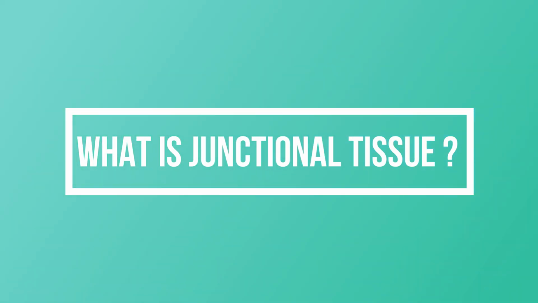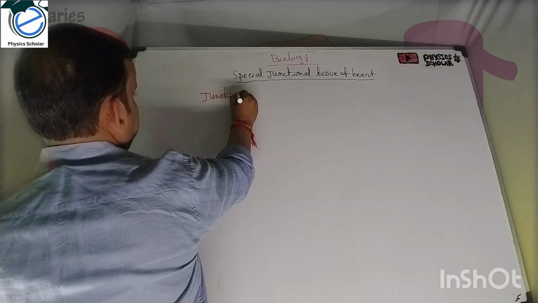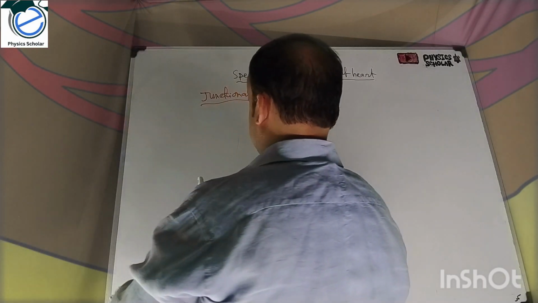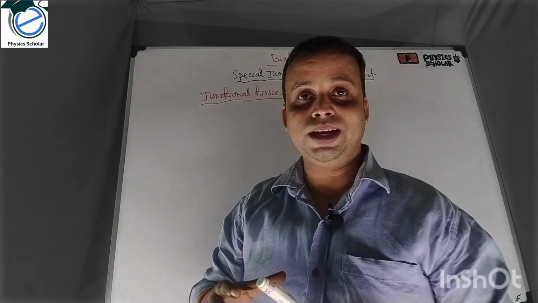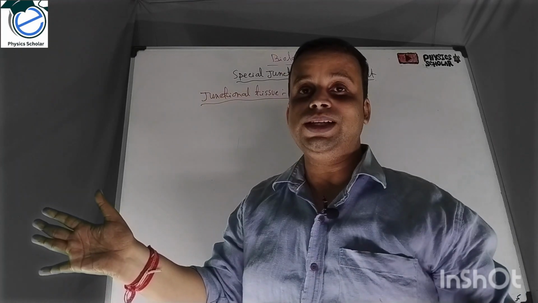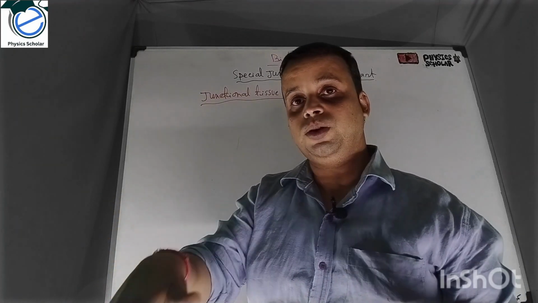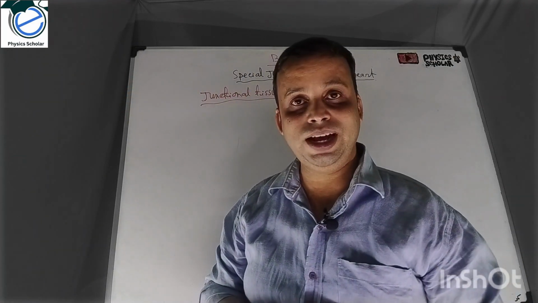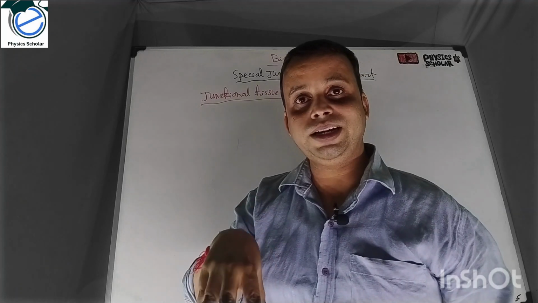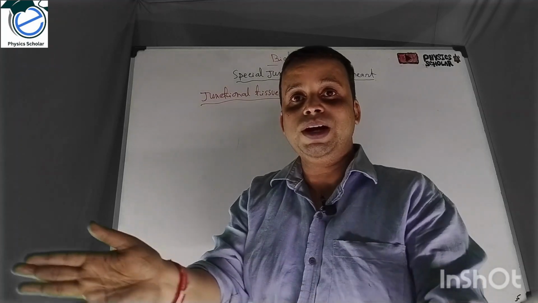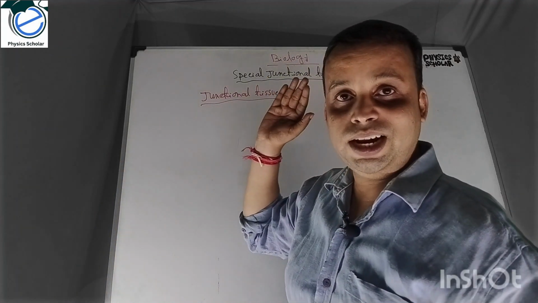What is junctional tissue? Junctional tissues are the heart tissues which create impulses and transmit those impulses to the different portions of the heart muscle. So the tissues in the heart which create the impulses and transmit them to the different portions of the heart muscles are known as junctional tissue.